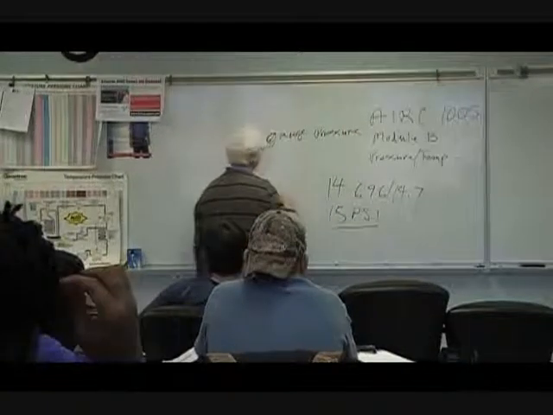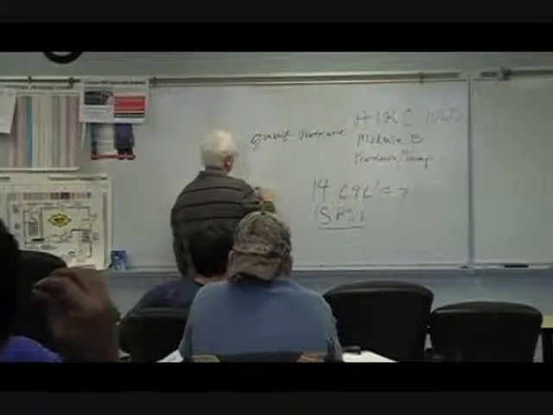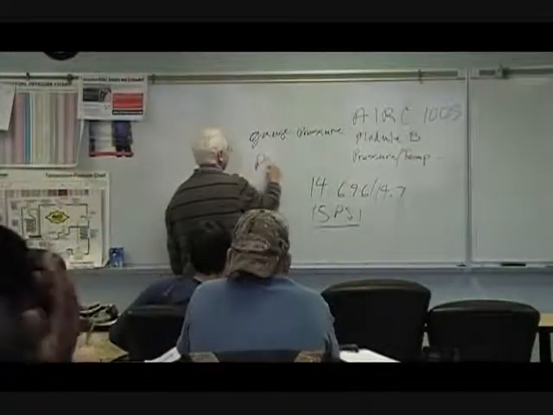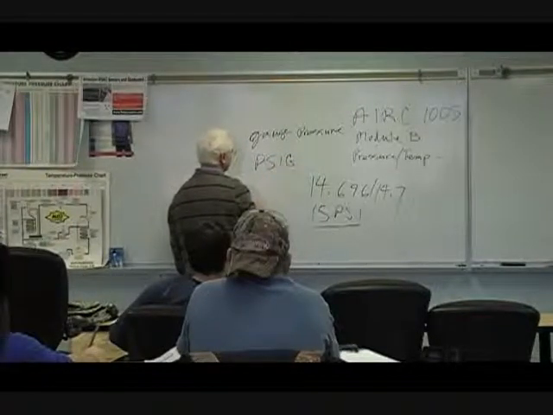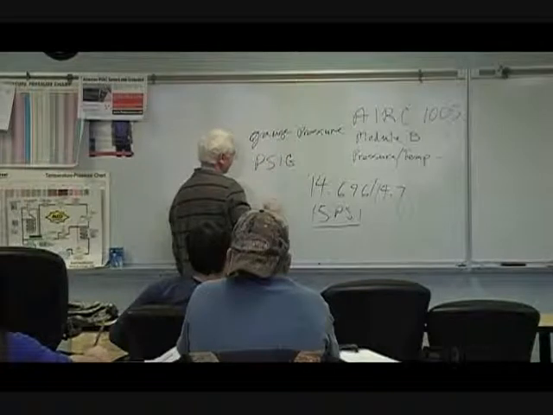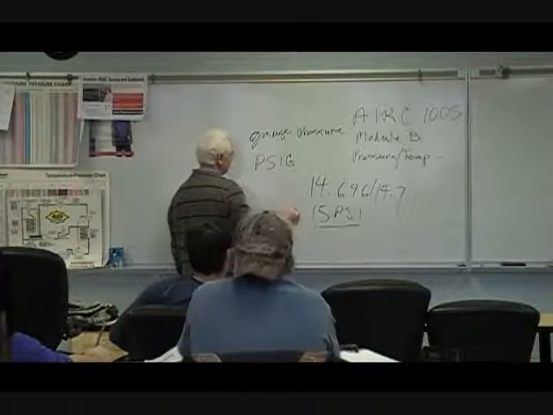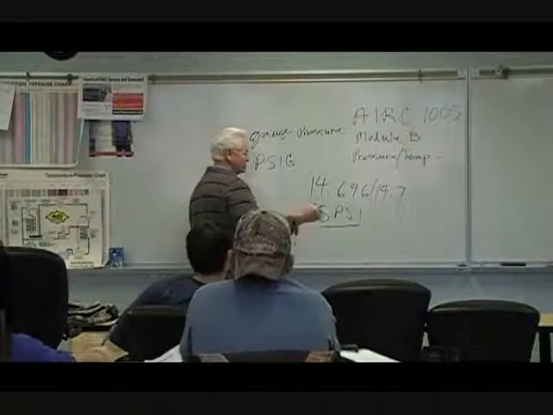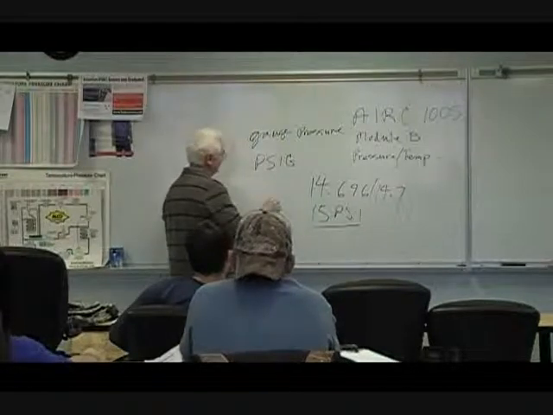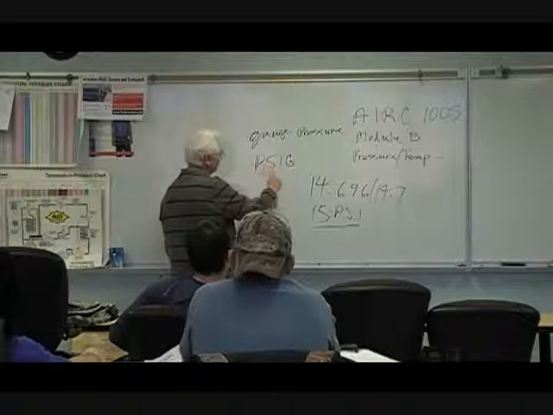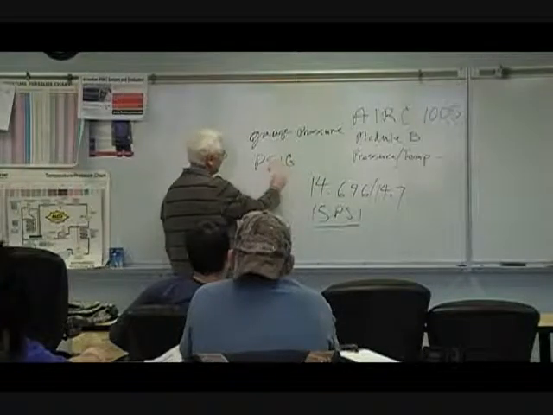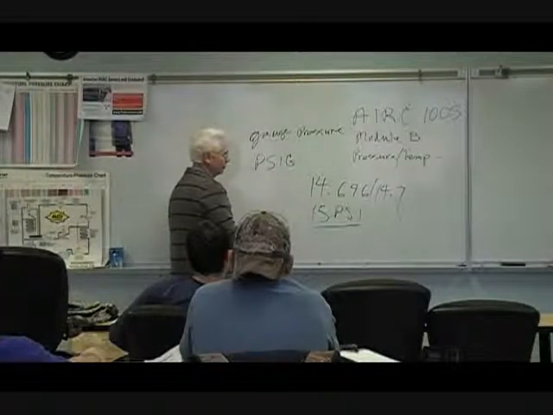Excuse my sloppy writing. Gauge pressure is better known as PSIG, pounds per square inch gauge. And of course, pounds per square inch is more or less an American standard measure. You can get into pascals and other types of pressure measurements, but we're going to be measuring pounds per square inch. So PSIG is what you measure on your gauge.